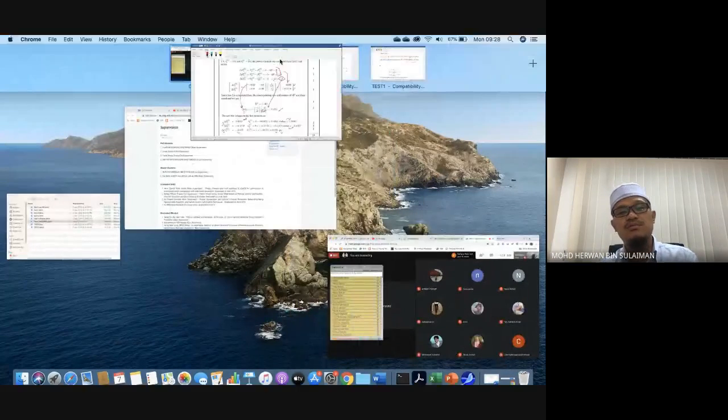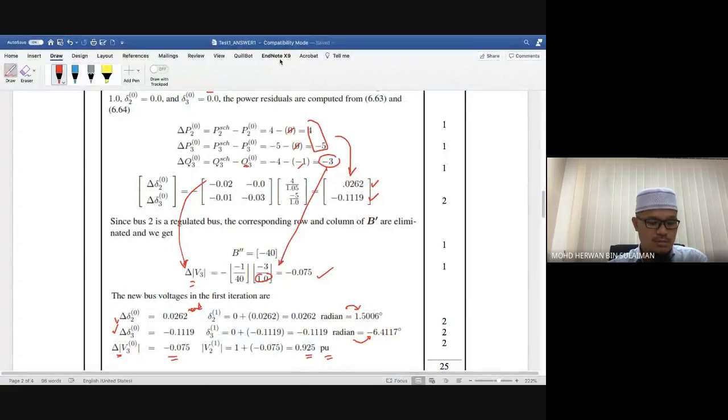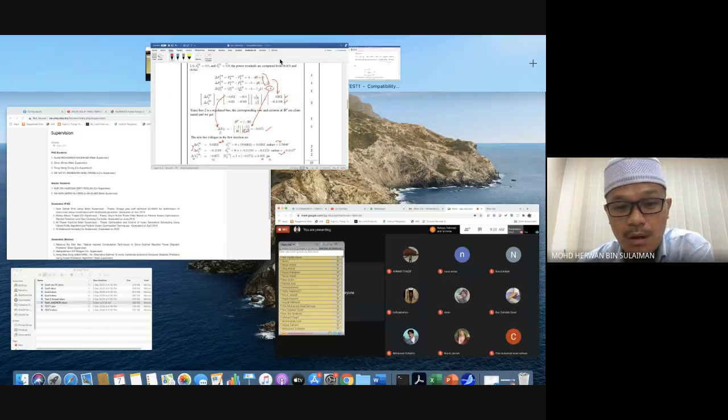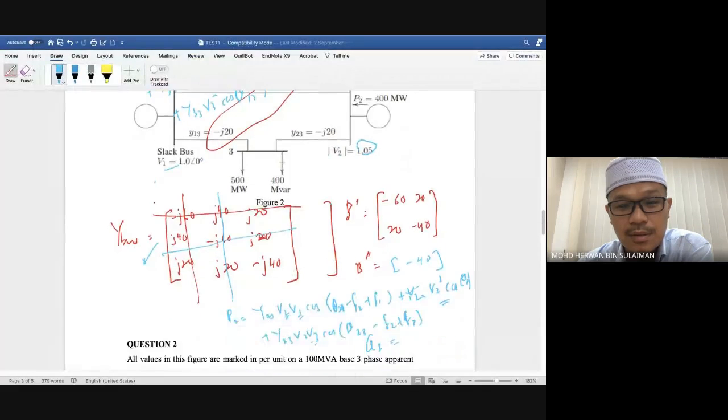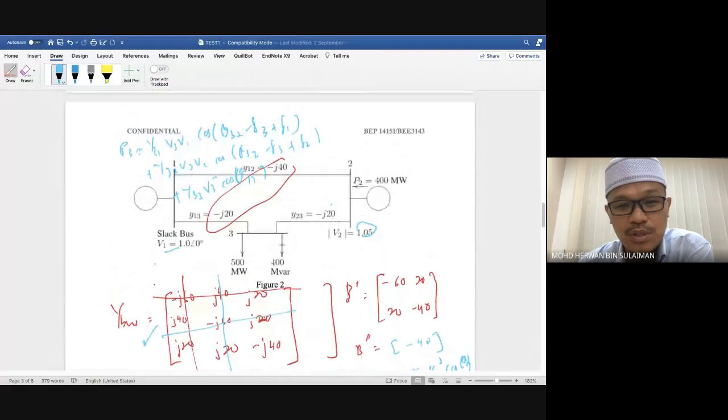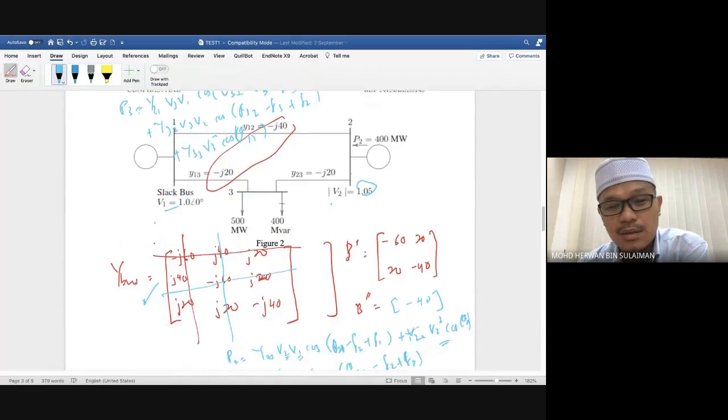That is the example for the soalan. Ini contoh soalan 3 bas. You punya test saya tak sure berapa bas. Mungkin 4 bas.